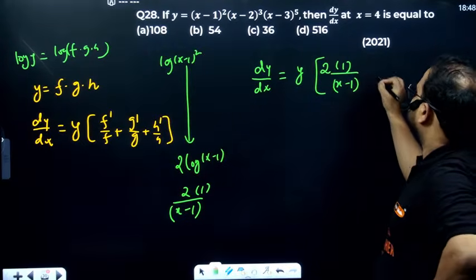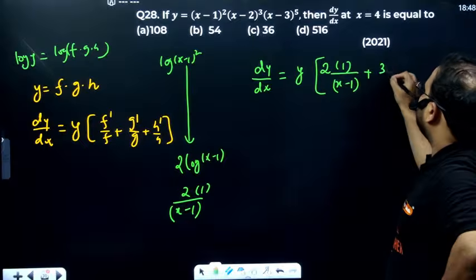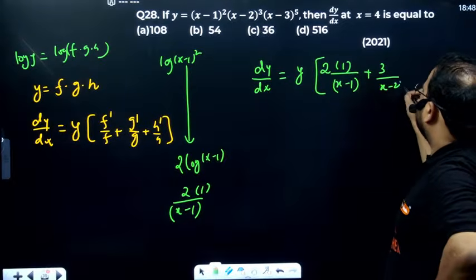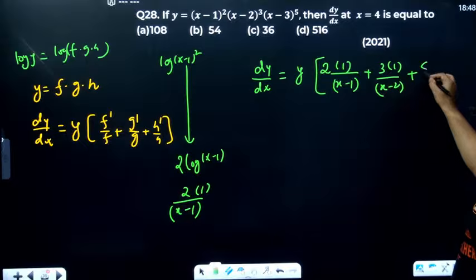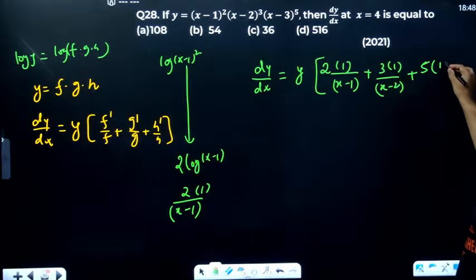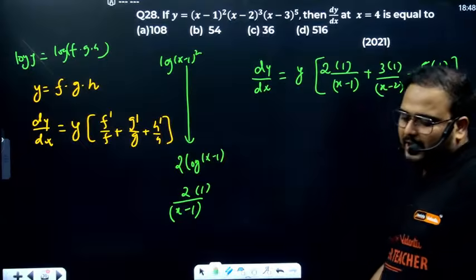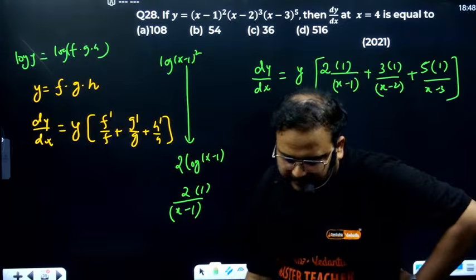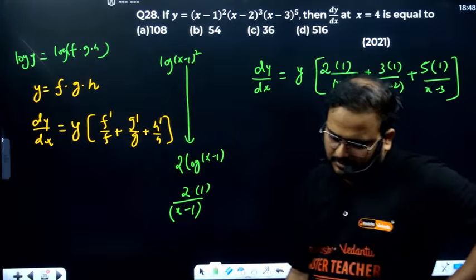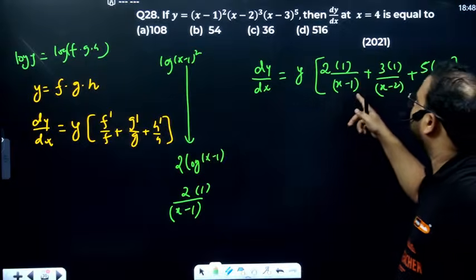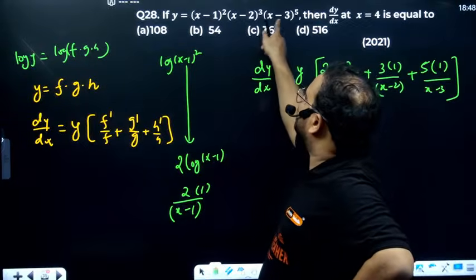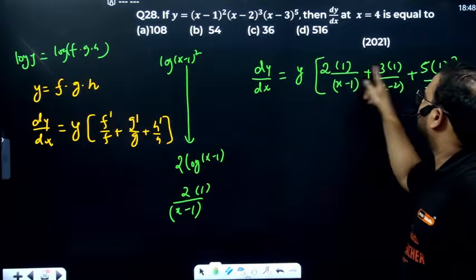Same goes over there. Plus 3 times of, you'll get this over here. Again 1 will be there. Plus 5 times of 1 upon x minus 3. Why 1? Because derivative of x minus 1, x minus 2, x minus 3 is what? 1. That's why we have 1, 1, 1.